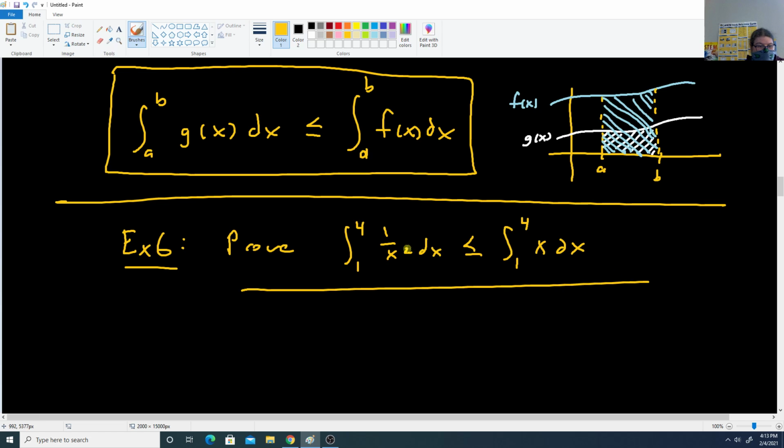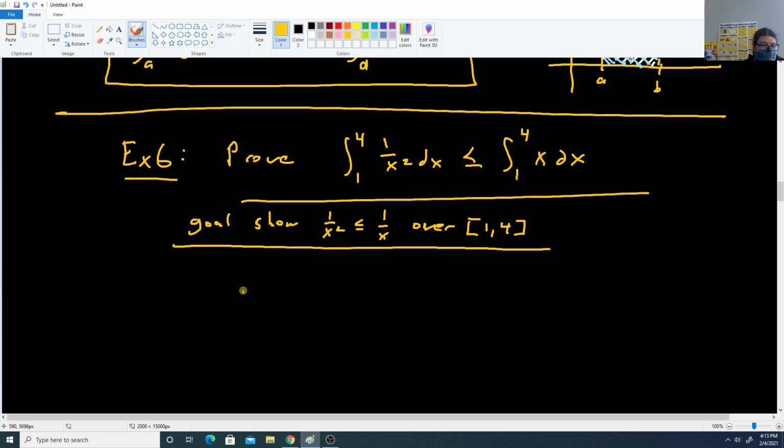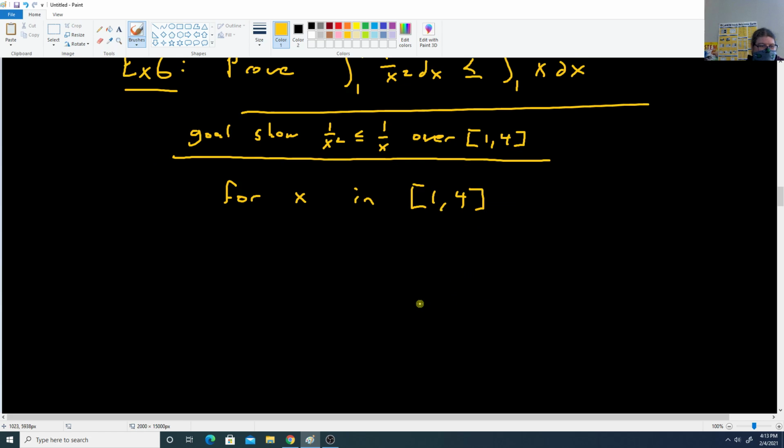So basically our goal is to show that 1 over x squared is less than or equal to 1 over x over the interval 1 up to 4. If we can get to this, then we can use the comparison theorem to show that it holds for the integrals. So we're going to start out, for x in 1 to 4, the following inequalities that we put down are going to be true.